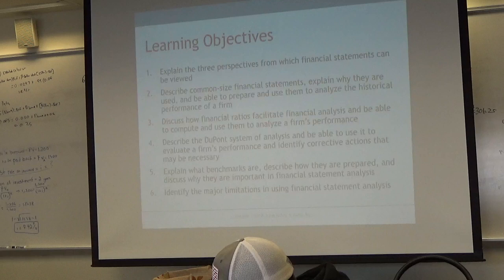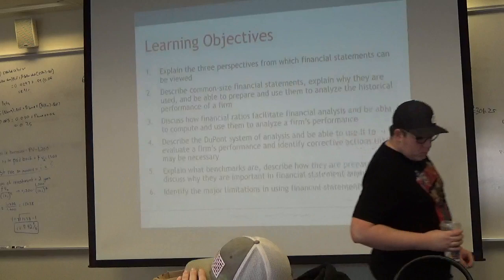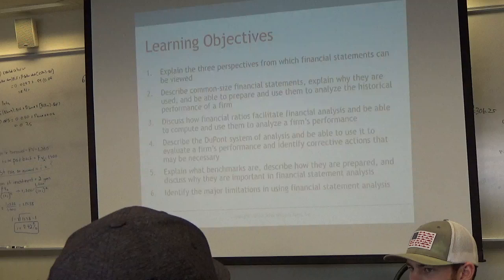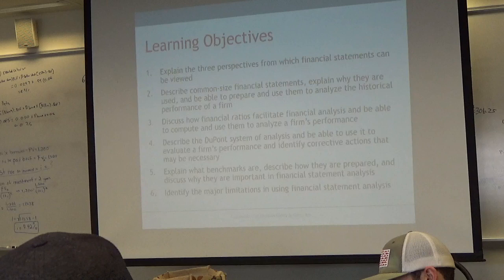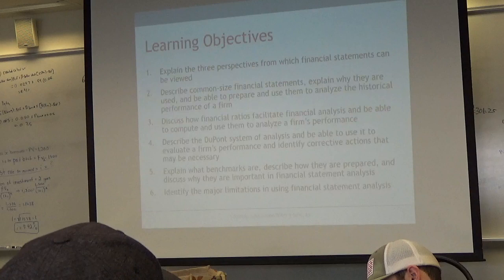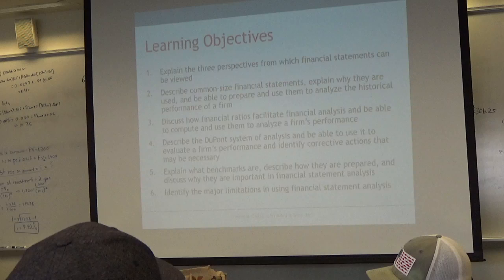We'll discuss how financial ratios facilitate financial analysis and be able to compute and use them to analyze a firm's performance. Also, we'll be able to describe the DuPont system of analysis and use it to evaluate a firm's performance and identify corrective actions that may be necessary. We're also going to explain what benchmarks are, describe how they're compared, discuss why they're important in financial statement analysis, and identify the major limitations of financial statement analysis.